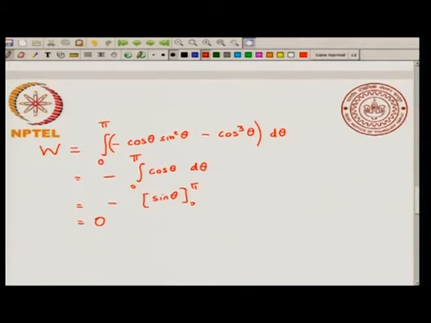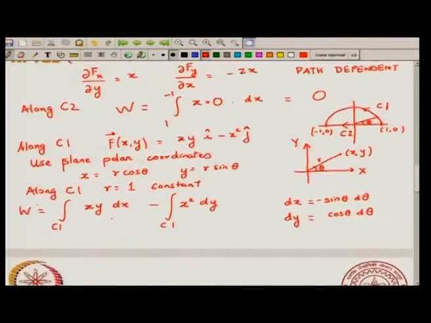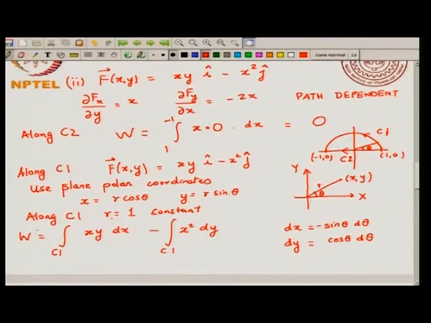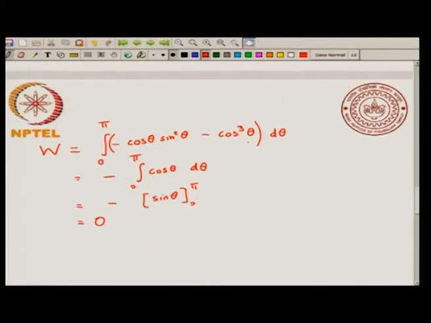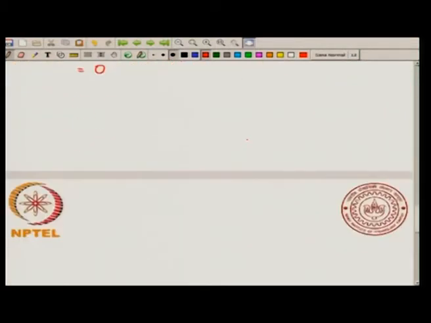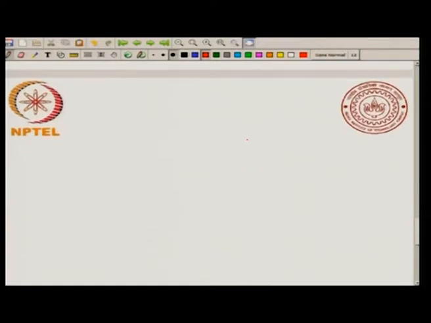Okay. So, what you notice is that you got 0 work along both these paths C1 and C2, even though your force was actually path dependent. The force is path dependent, but for these two paths, and I emphasize it is only these two paths, you got the same work done. In both these cases the work done was 0. So, that completes the first problem. Now, I will do the second problem.